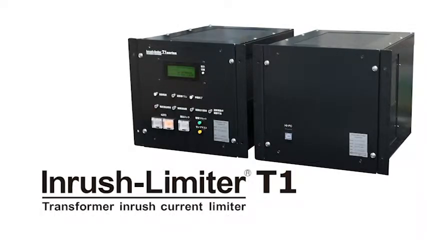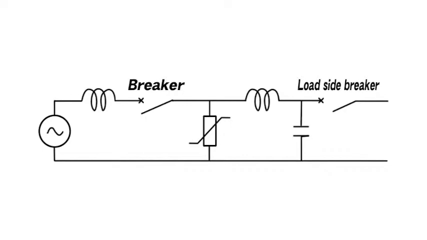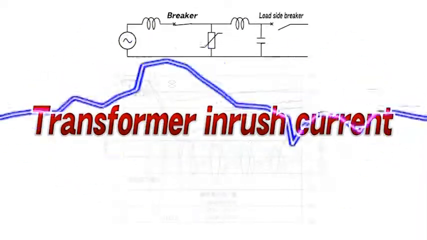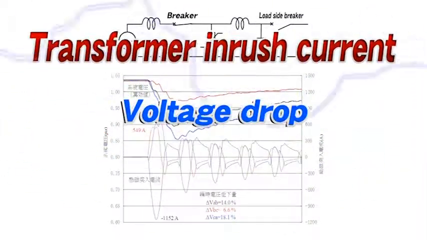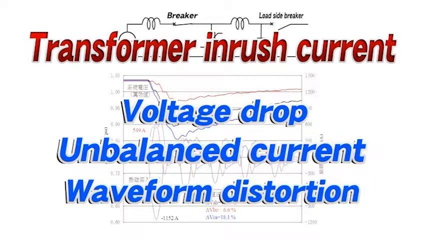Transformer Inrush Current Limiter, Inrush-Limiter T1. In substations and factories, when the transformer is energized by closing the circuit breaker, an inrush current occurs that causes voltage drop, unbalanced current, and waveform distortion.